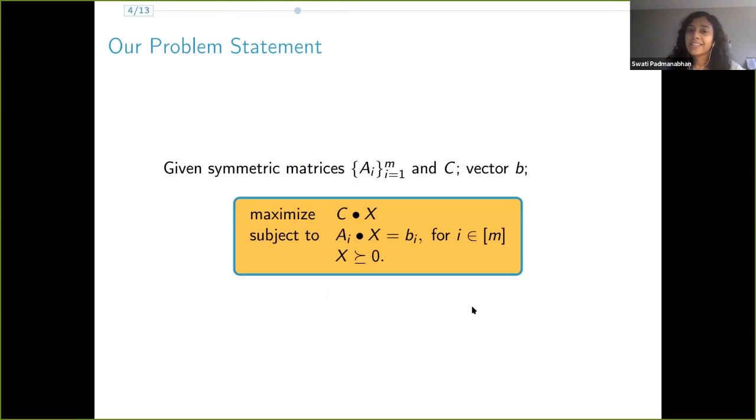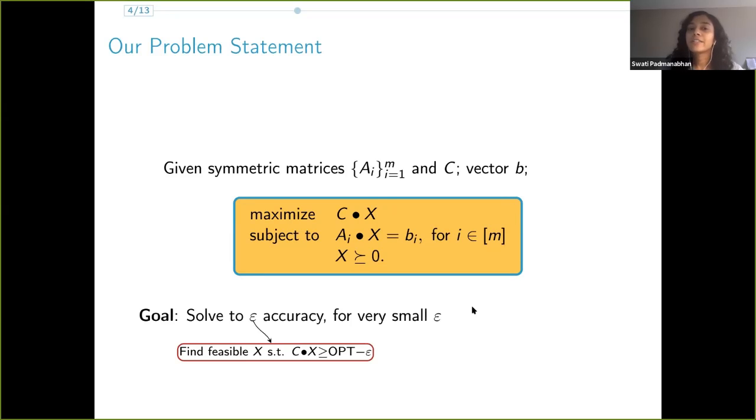So given a general SDP of this form, our goal is to solve it to epsilon accuracy, where epsilon can be very small, so exponentially small. And when I say solve it to epsilon accuracy, it means we want to find a feasible X such that its objective is no more than epsilon additive worse than the true optimum value. Okay. Now, why do we care?